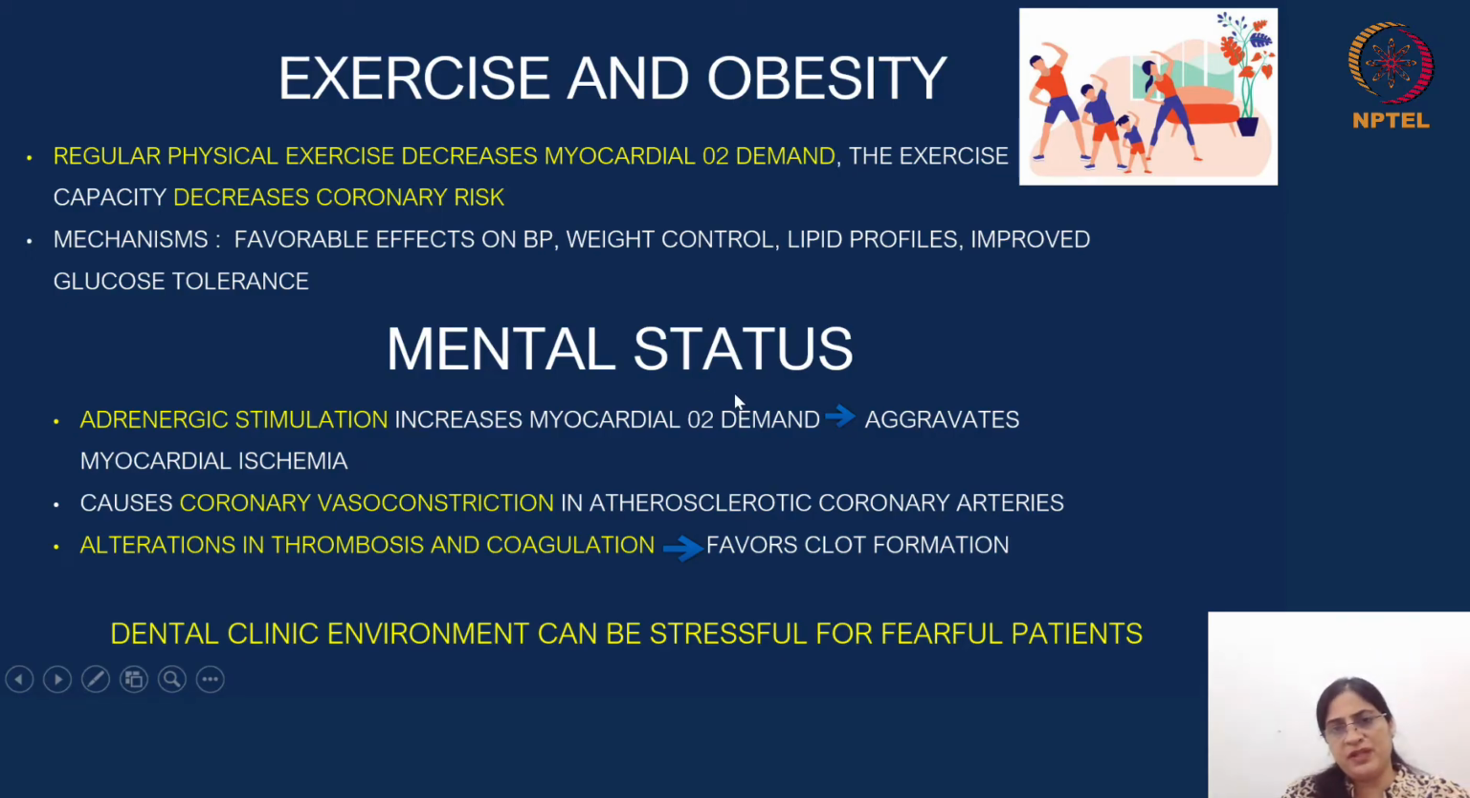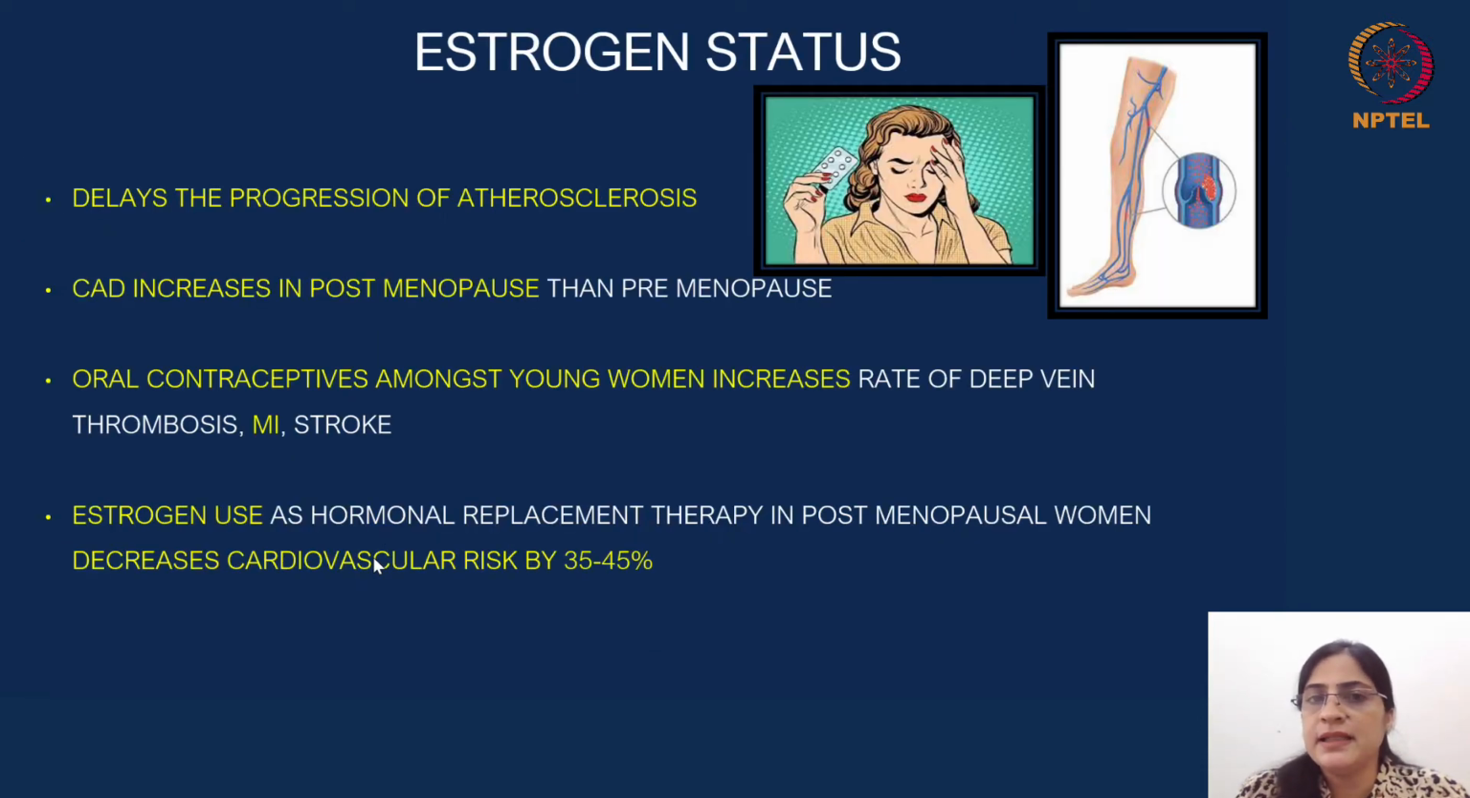Coming to the mental status of the patient. When we talk about the mental status, we are talking about patients who are over anxious or have a phobia towards dental treatment. So what happens in such patients? If the patients are very anxious, they will have a release of adrenaline, which is multiple folds. So this adrenergic stimulation will increase the myocardial oxygen demand and aggravate the myocardial ischemia. Also, it can cause coronary vasoconstriction in already atherosclerotic coronary arteries, and it can also alter thrombosis and coagulation and favor clot formation. So it is important that we make the dental clinic environment as least stressful as possible for fearful patients.